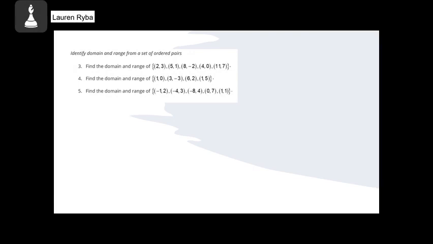Another way we may see a relation is with pairs of points. And we can then talk about if they are functions, as well as talking about domain and range. So domain is all of your x values that work for the function, and the range is all of the y values. So when you're given points like this, domain and range are actually very, very simple.